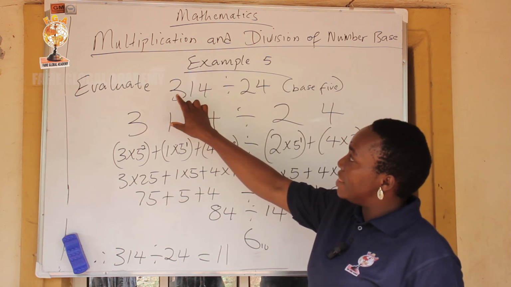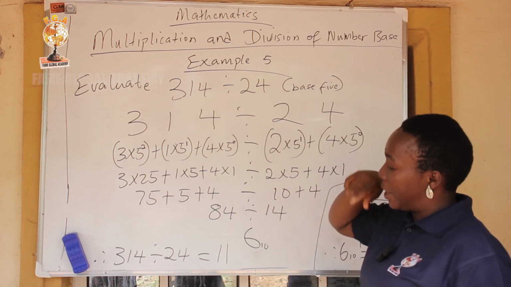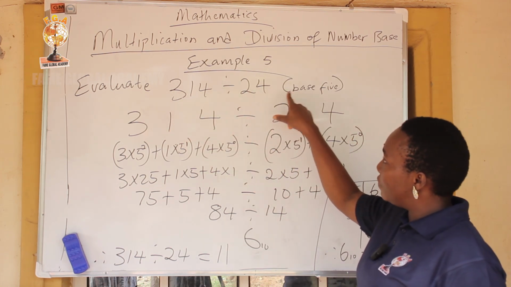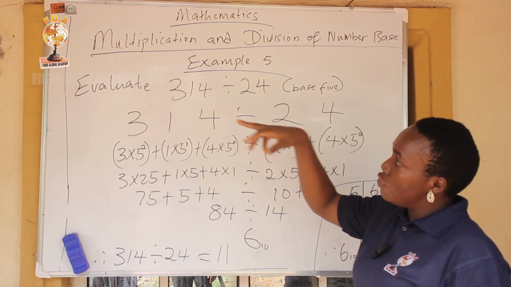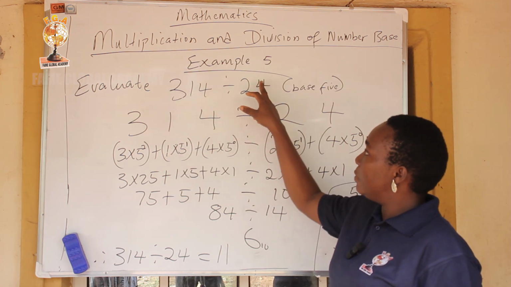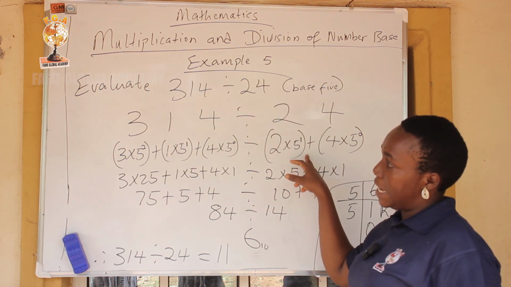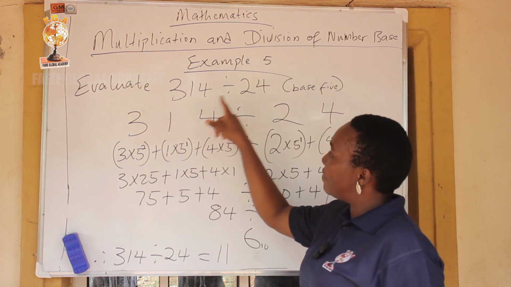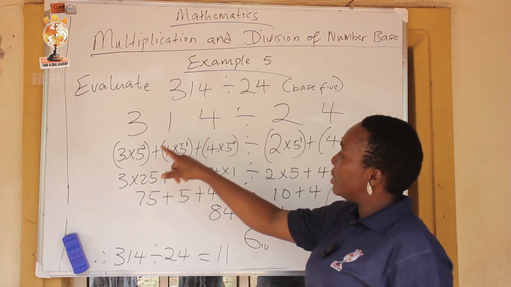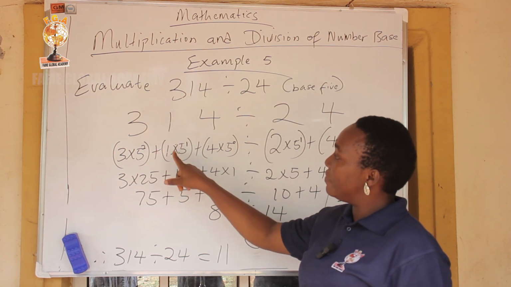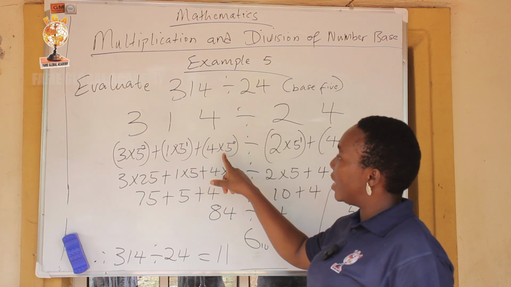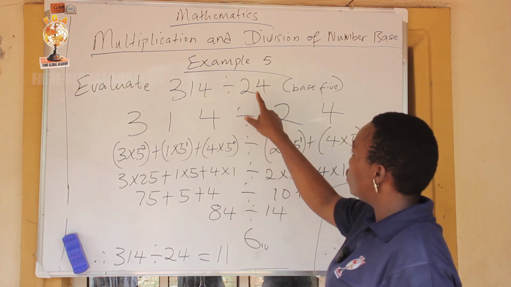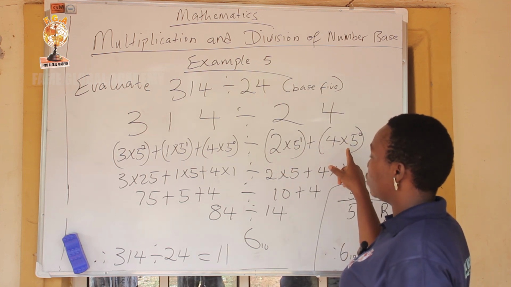So when you convert this, let's just recap example 5 now. We are asked to evaluate 314 divided by 24 in base 5. So you expand this using 5, expand this using 5. That's our expansion method, by multiplying each of the number with 5. 3 times 5, that's what we have here. 1 times 5, that's what we have here. 4 times 5, that's what we have here. Divide by, now this one is also different. So you have 2 times 5 and 4 times what? 5.